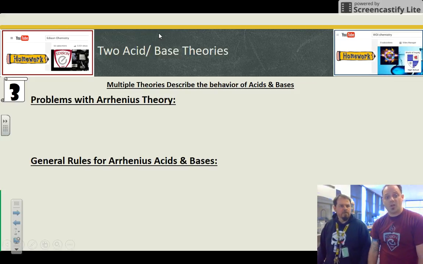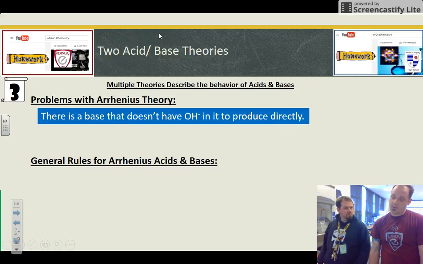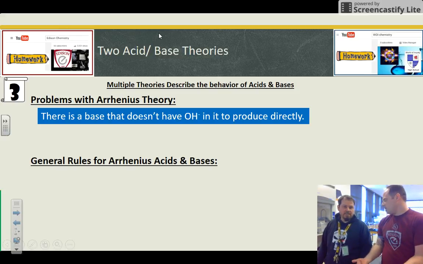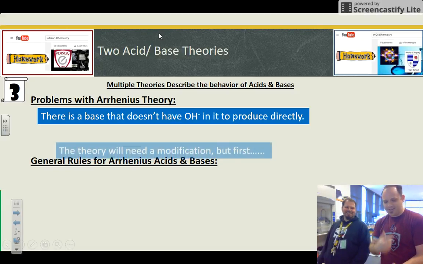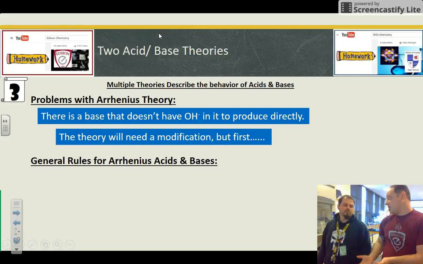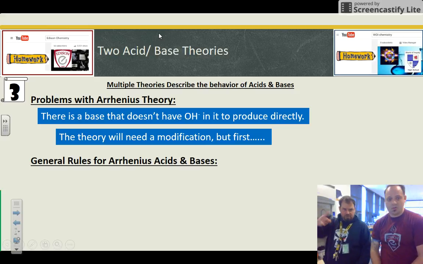So, problems. What if there's a molecule out there that doesn't have OH on it, but it's still a base? That's basically the issue. Some things out there do test as bases, but they don't have any obvious hydroxide part of their molecule. I'm going to switch this next year, but how about the general rules for Arrhenius anyways?